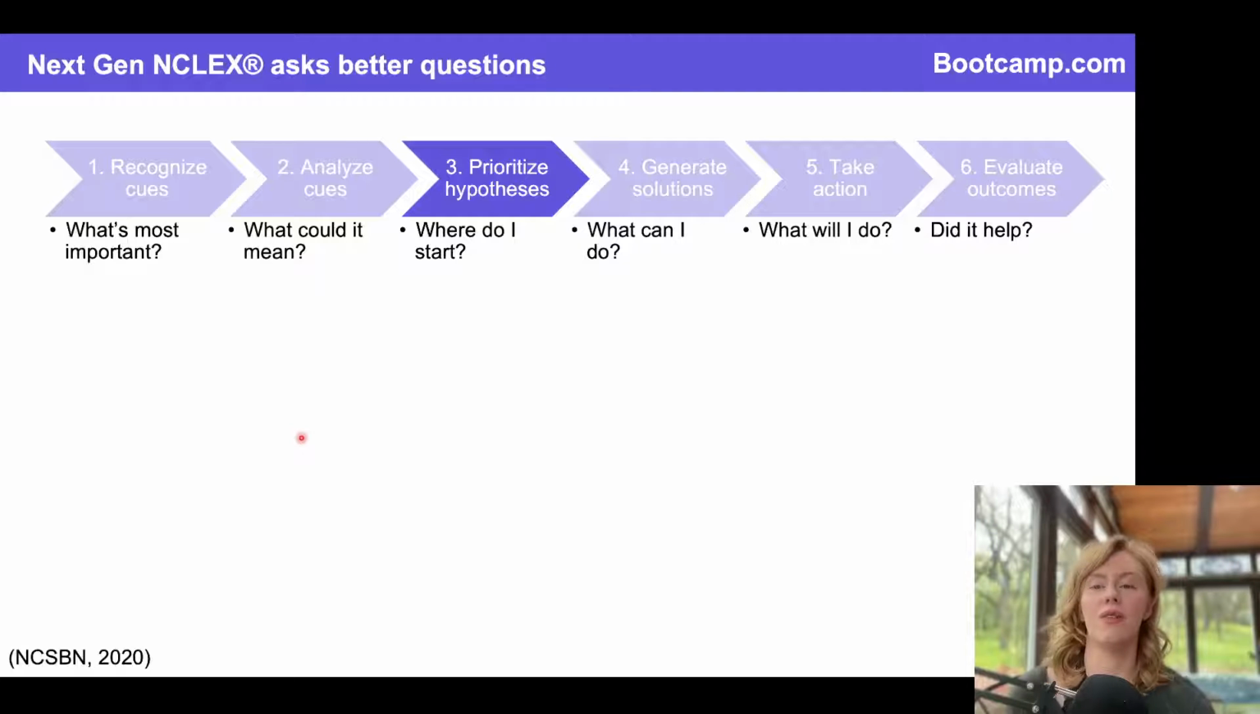Good deal. So now that we've analyzed what these cues could mean, the NCLEX also wants to know that you can prioritize hypotheses or figure out where to start. And this is important because we always have more things to do in practice than we have time to do them. So we need to figure out, what do I do first?